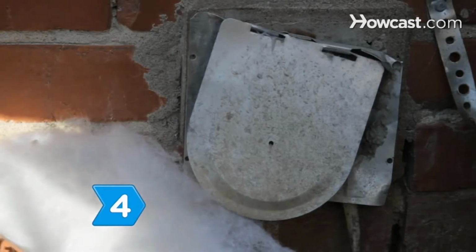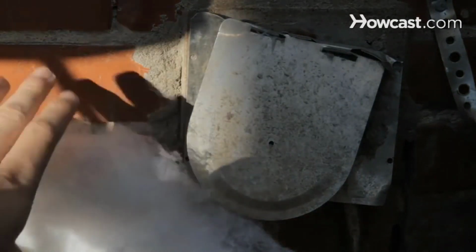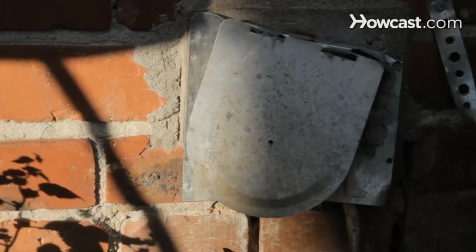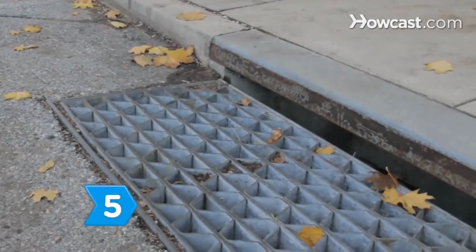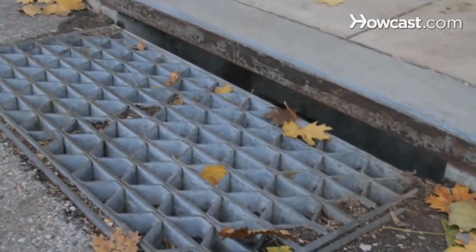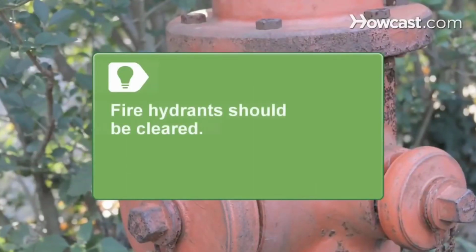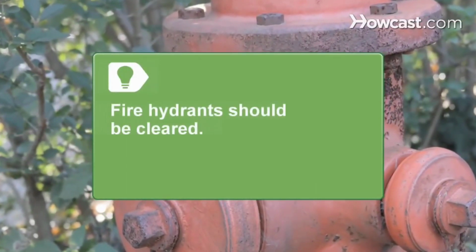Step 4. Clear the snow from any external air vents if you have a high-efficiency gas furnace or appliances that require an outside air source. Step 5. Clear snow away from sewer drains that are in front of your house to prevent potential flooding from melting snow. Fire hydrants should also be cleared in case of an emergency.